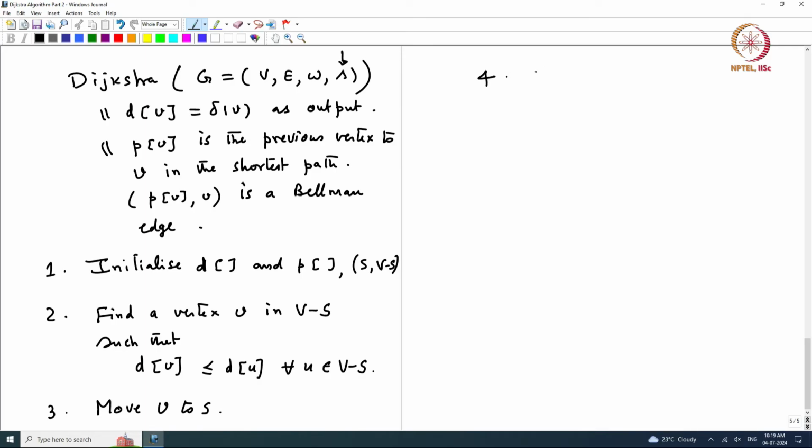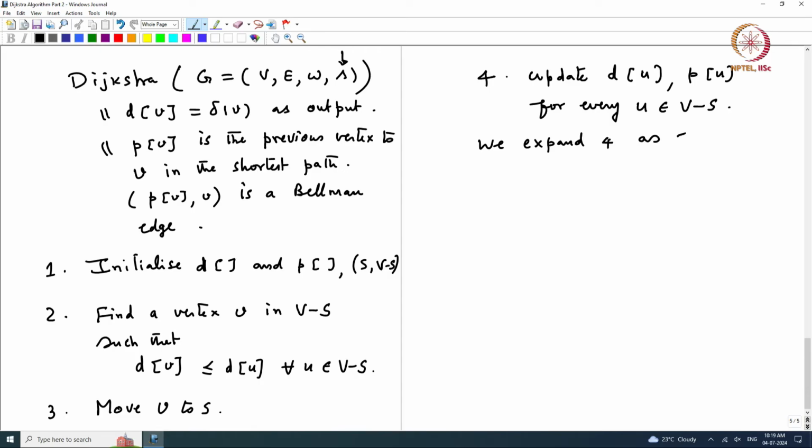The fourth and final step is to update the D value and P value for every U in V minus S. Although in the pseudocode I have written update D of U and P of U for every vertex, you do not have to really touch those vertices that are not adjacent to V, because only V has moved to S. So this step is expanded like this. We expand step 4 as follows.